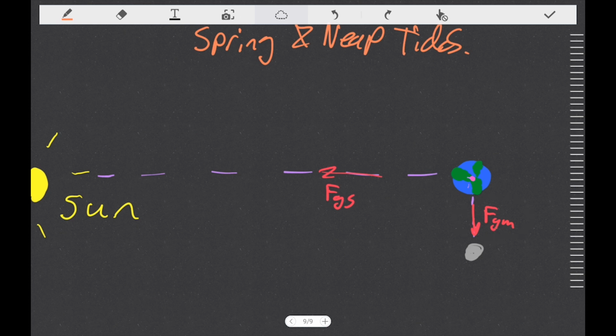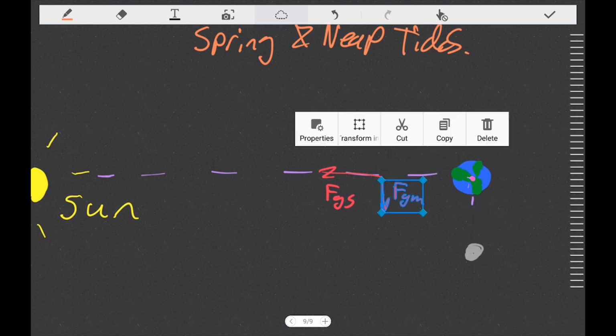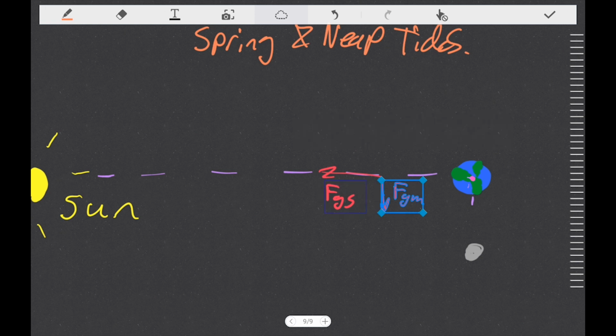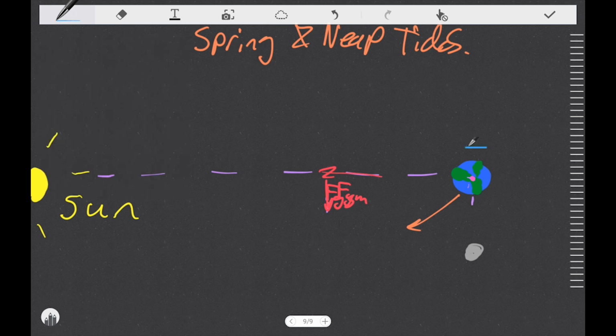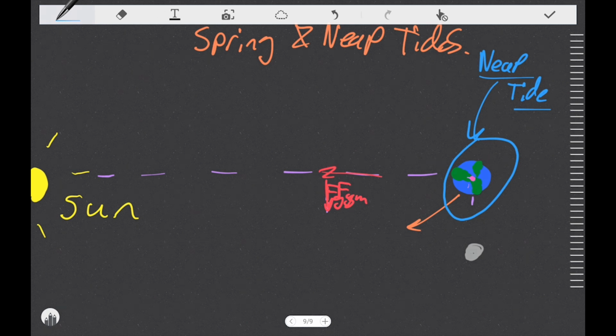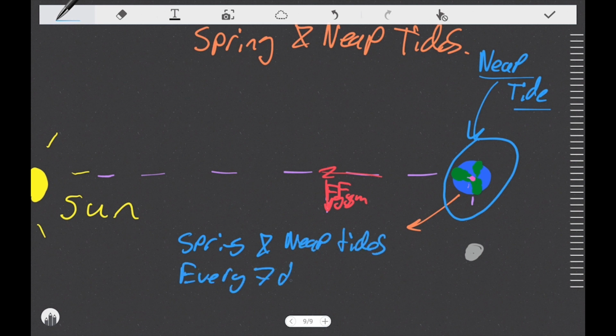So if we add those two together, again what we're going to end up with is an angled force that causes a bulge on both sides of the Earth, but it's not going to be pointing straight towards either the sun or the moon. And we're going to call that Neap-Tide again. So this demonstrates how we end up with spring tides and Neap-Tides every 7 days, which is 2 times a lunar month.